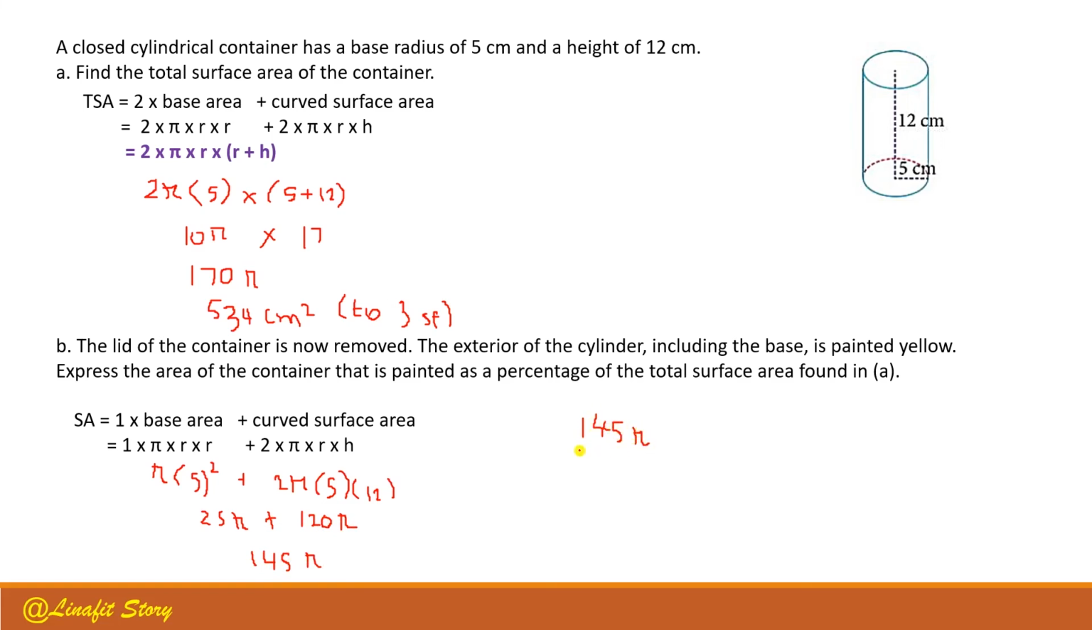So the required percentage is 145 pi out of 170 pi times 100%, which is equal to 85.3%, to 3 significant figures.